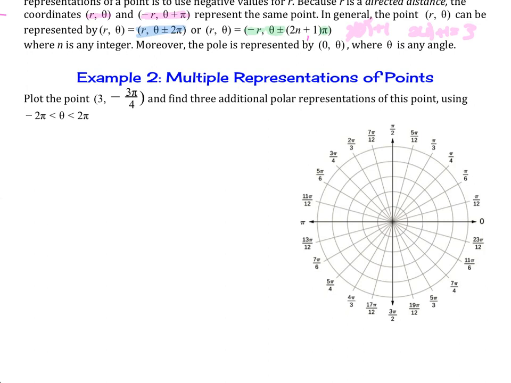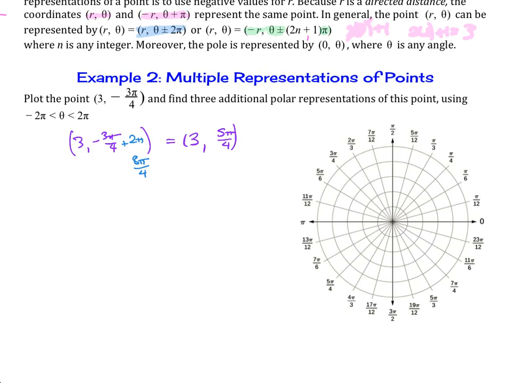So if we take (3, -3π/4), since it's negative, let's go ahead and add 2π to it. If we're adding 2π, we're really converting it to 8π/4. That's the same thing as 2π. And now this is going to be 5π/4. So it's good to be able to convert these if we need to, and then we'll notice some things as we start to find multiple representations of the point.